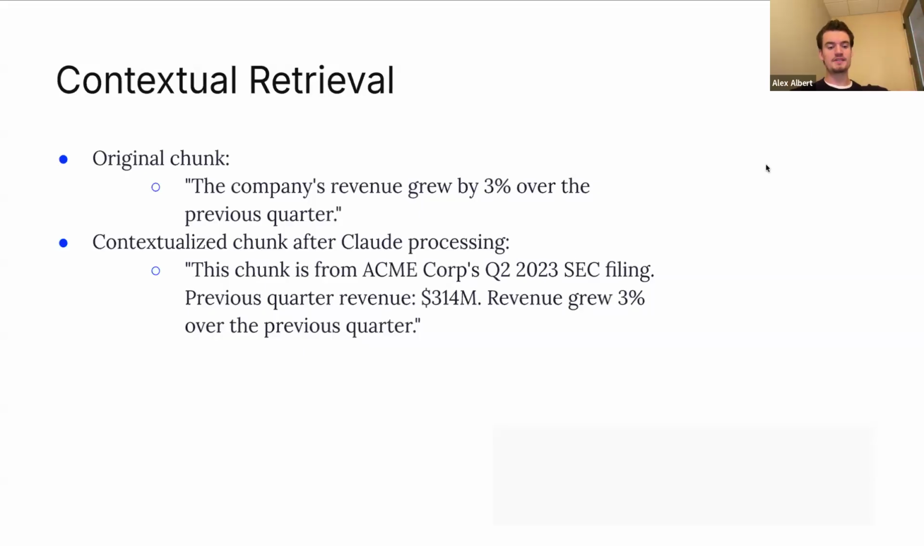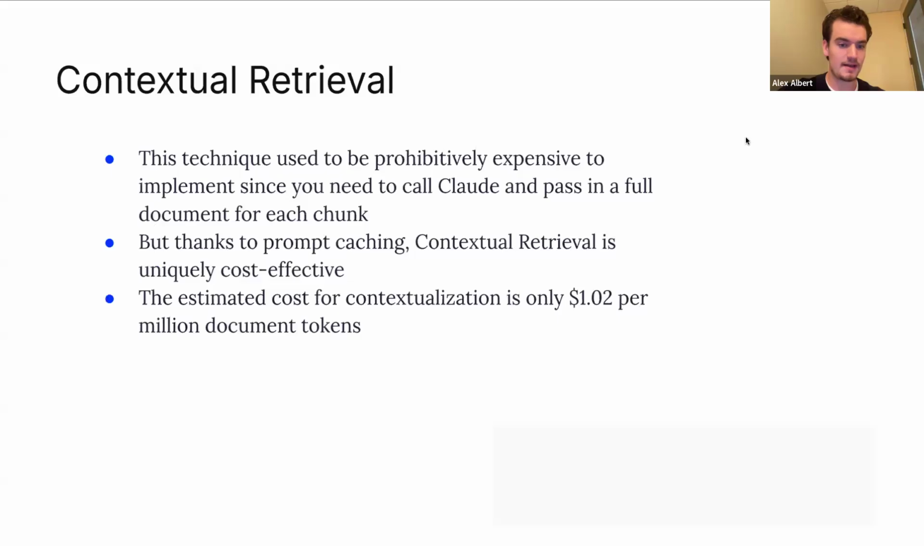So we can use Claude to actually contextualize this chunk. We pass in that full document, we pass in the chunk, and then we say, okay, Claude, fill in this relevant information. And now you'll see that this chunk gets transformed into, this chunk is from Acme Corp's Q2 2023 SEC filing. Previous quarter revenue is this, revenue grew by 3% over the previous quarter. Next slide. So this is very, very powerful. As you might imagine, now we've added this context onto that chunk. This improves our search, this improves that retrieval.